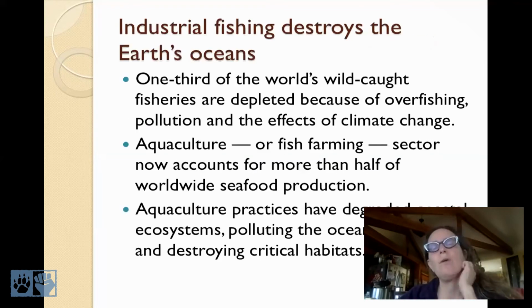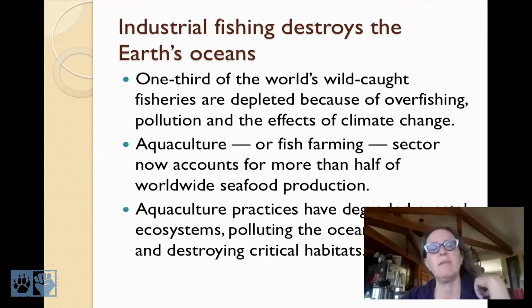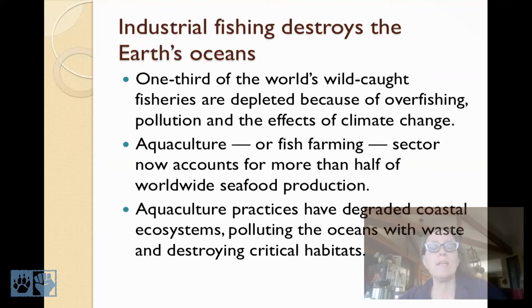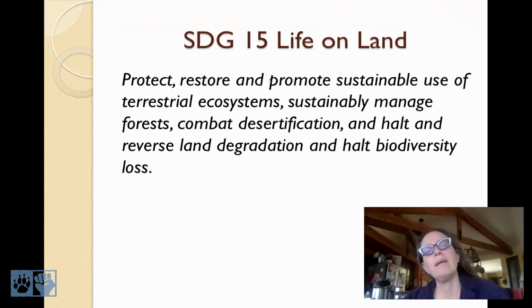So here are just a few points about the oceans and the ways in which they have been exploited. One third of the world's wild-caught fisheries are now depleted because of overfishing, pollution, and the effects of climate change. And as a result, we have aquaculture, fish farming, a sector that now accounts for more than half of worldwide seafood production. And aquaculture practices have degraded coastal ecosystems, polluting the oceans with waste and destroying critical habitats. And I think this might be almost the last one.